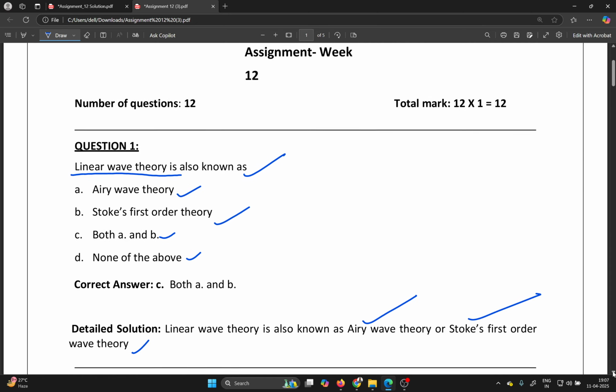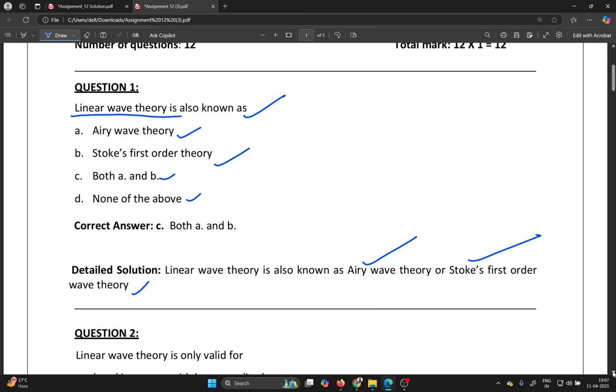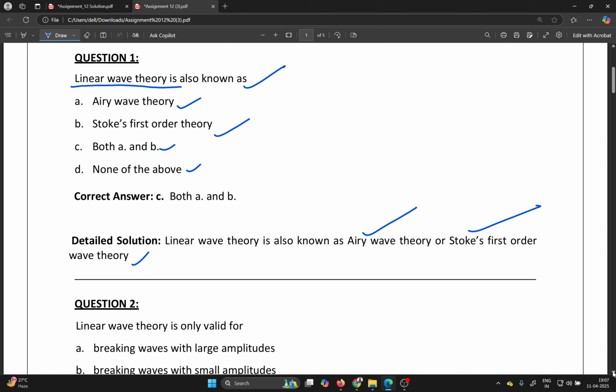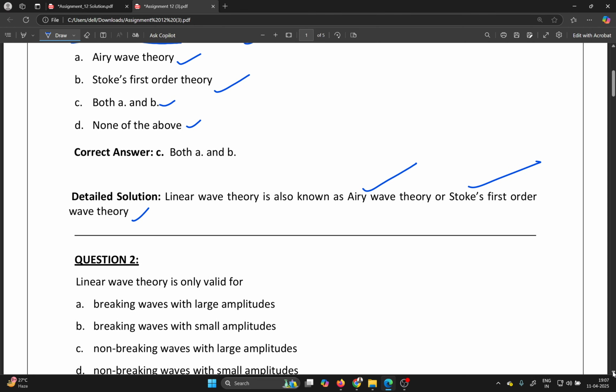Next one is also a very easy question. Linear wave theory is only valid for: the breaking waves with large amplitude, the breaking waves with small amplitude, the non-breaking waves with large amplitude, and non-breaking waves with small amplitude. So which option will be correct for question number 2? Just think. Linear wave theory, breaking wave with large amplitude, breaking wave with small amplitude.